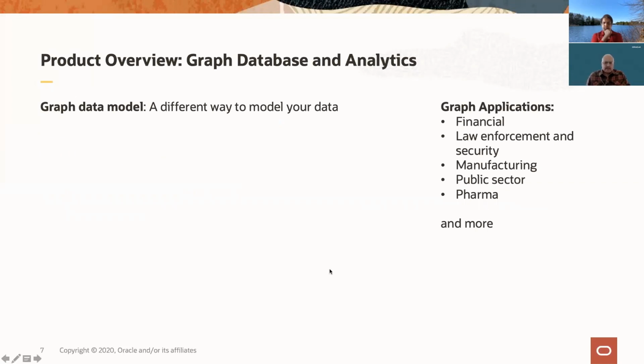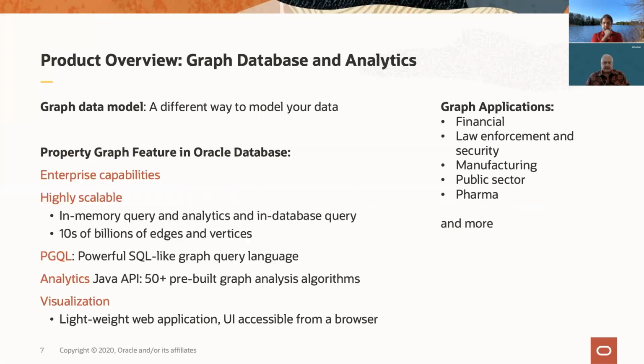So the first thing is, well, what are graphs? Graphs are a different way to model your data. And where are they used? They're used, for example, in the financial industry to find anomalies or things like circular transactions. So you start with account A, you transfer money through 4 or 5 different intermediate accounts, and then it ends up back in account A. That's an example of a pattern that you search for when you're investigating suspicious transactions.